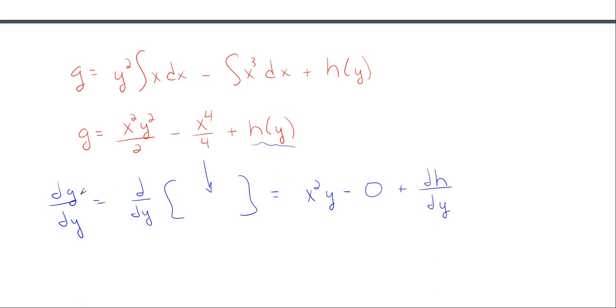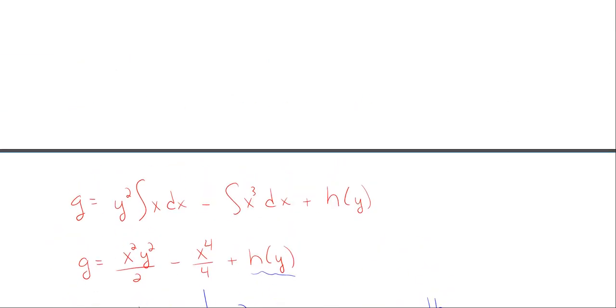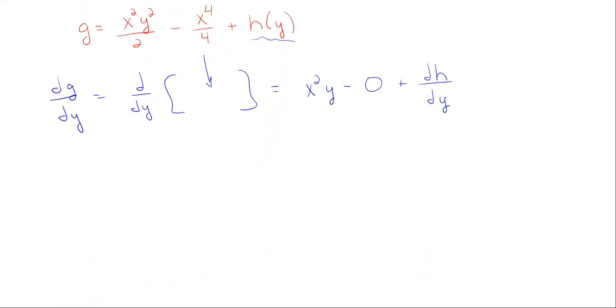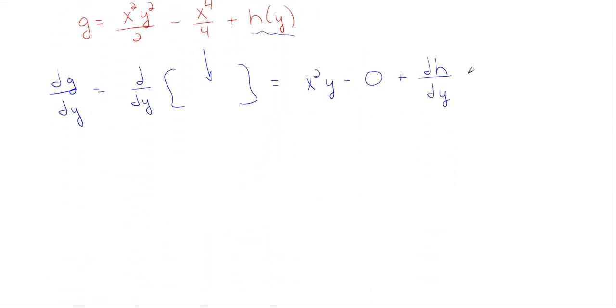Well, what does the partial derivative of g with respect to y actually equal? Well, if we scroll back up, the partial derivative of g with respect to x equals m. So looking at this original equation right here, the partial derivative of g with respect to y would be equal to n, which is equal to x squared times y. So essentially, this is going to be equal to n, which is x squared y.